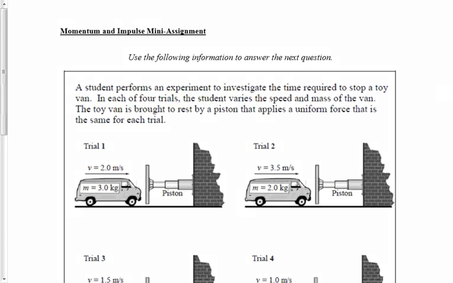Okay, next question. Again, lots more information about this. It says, a student performs an experiment to investigate the time required to stop a toy van. In each of 4 trials, the student varies the speed and the mass of the van. You know what this reminded me of? We talk about sometimes how this is like another problem, or how this is unlike another problem. This reminded me of your first lab, actually.